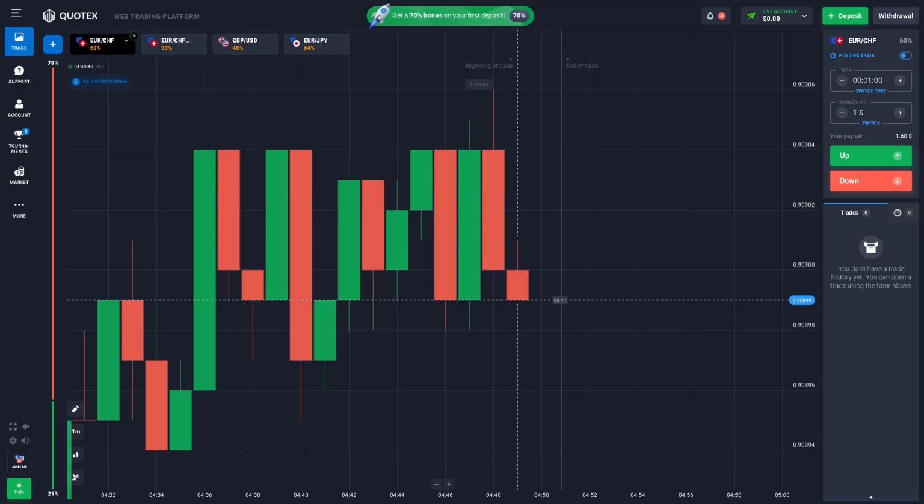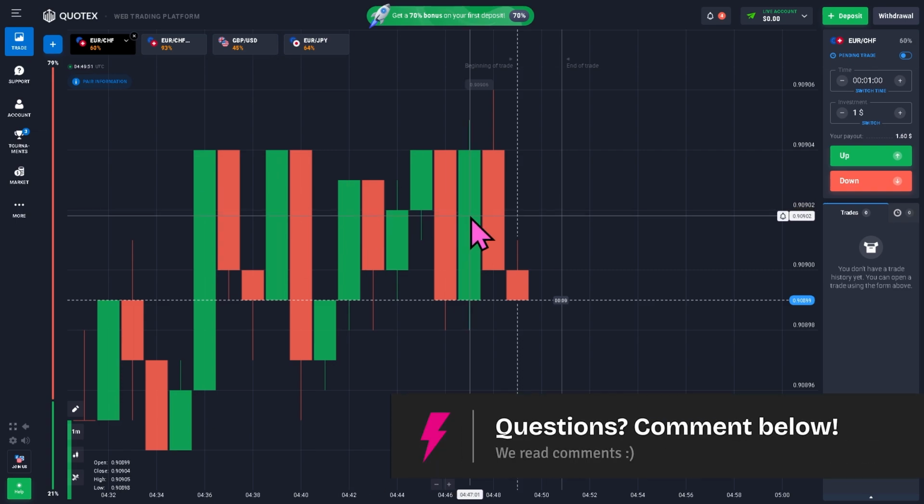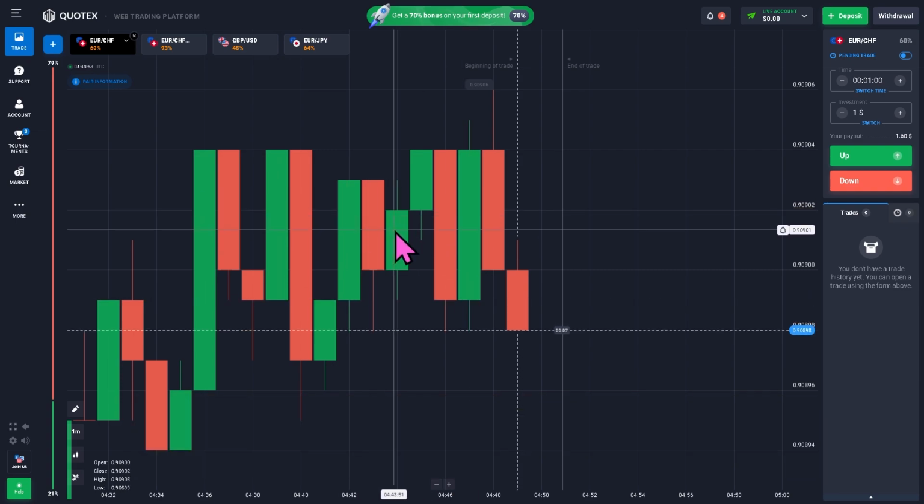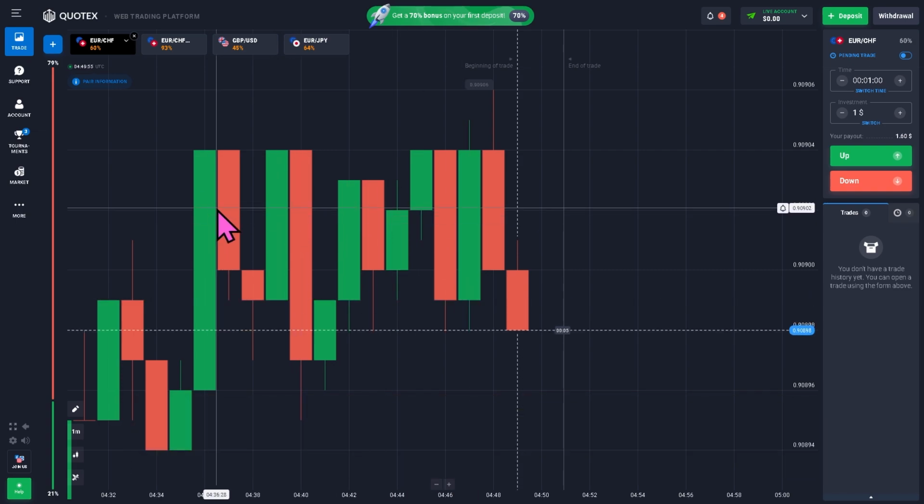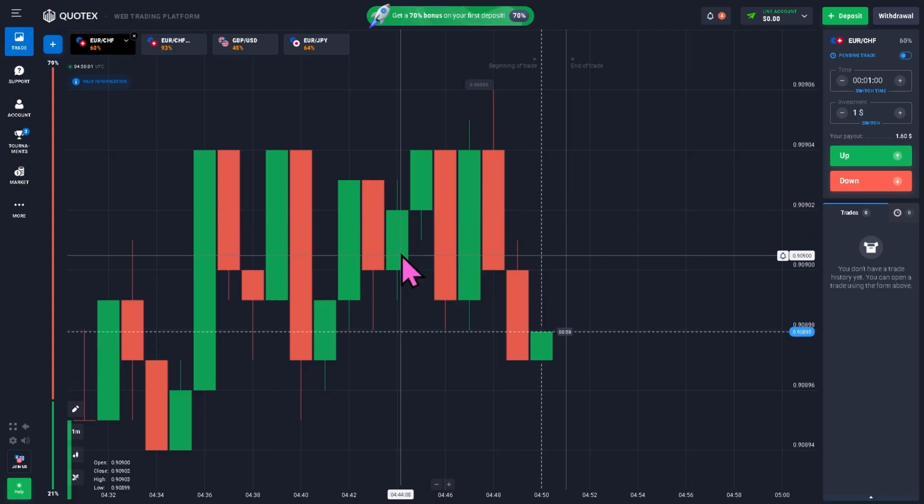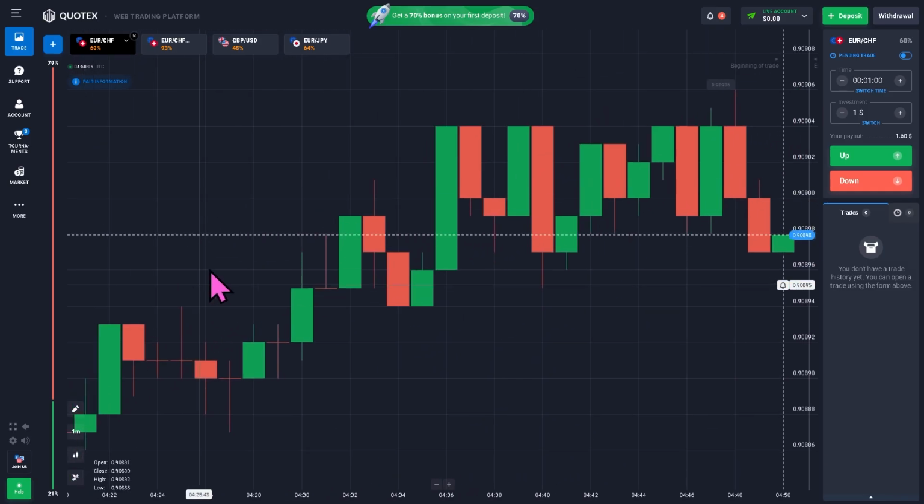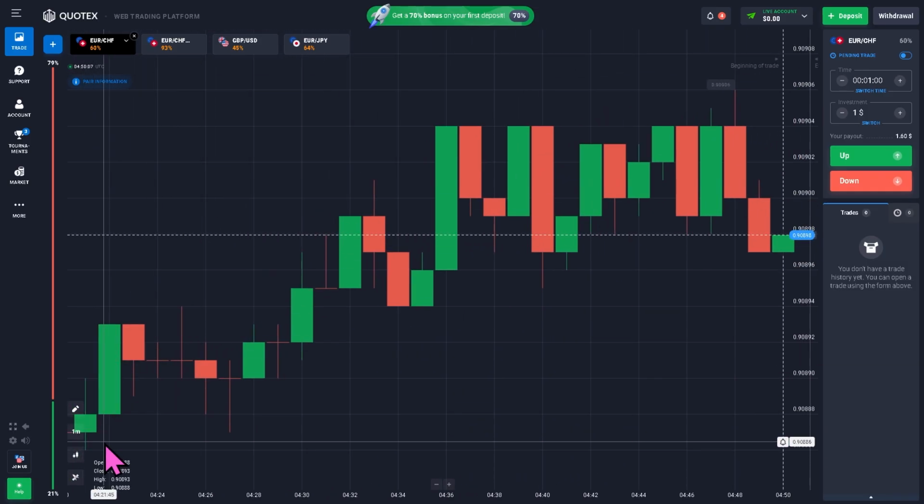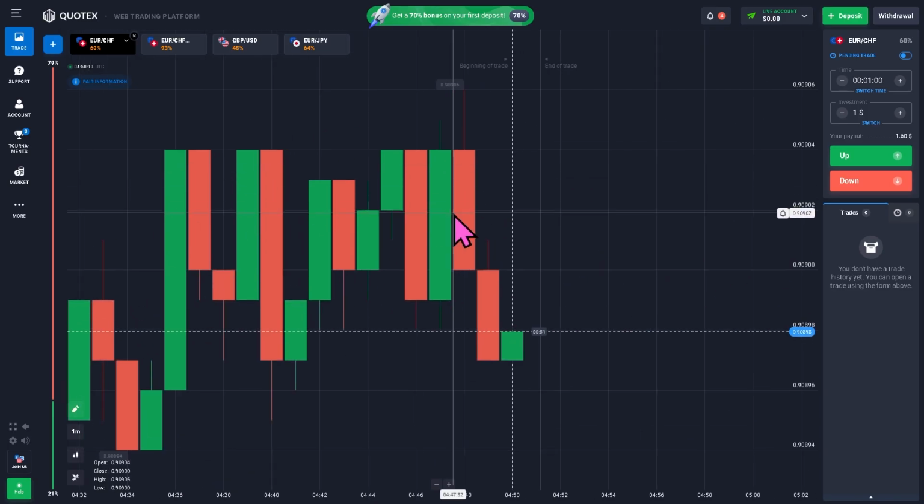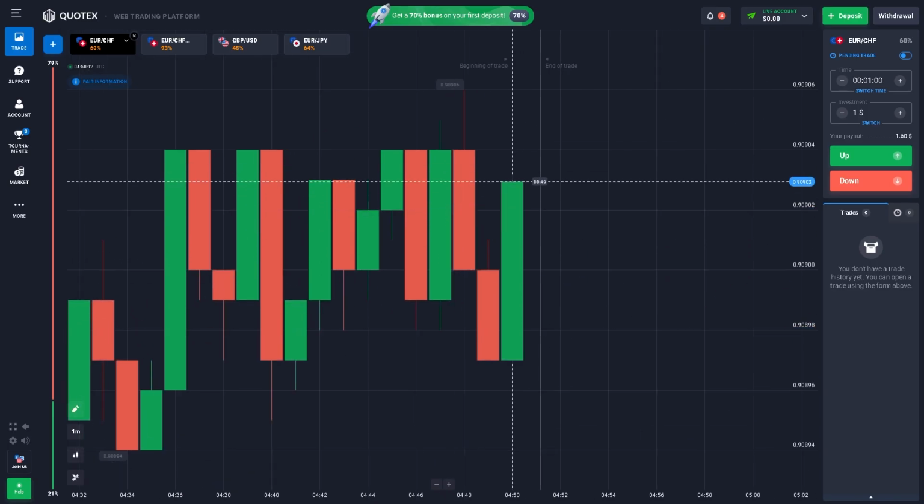Now, the first thing that you will see here at the center of your screen is going to be the price movement, the direction of the market, and how price behaves over time. The chart moves from left to right, meaning the left side shows the price movement, and the right side here shows the current live price.